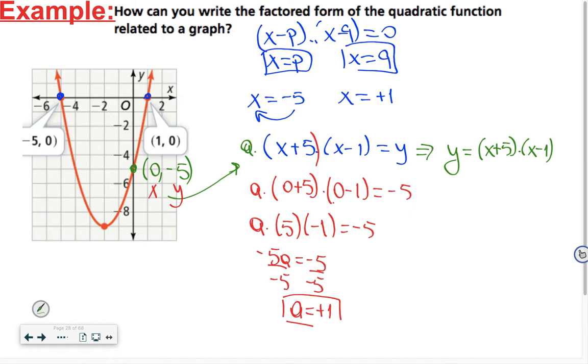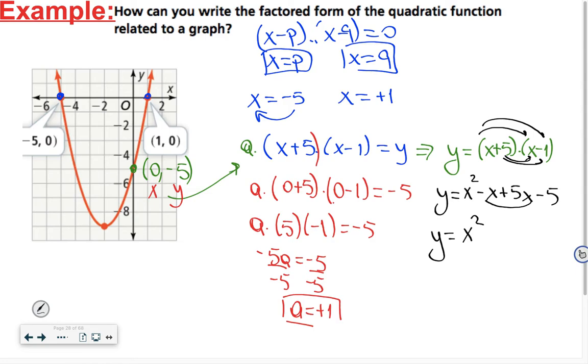This is factored form. When you distribute each variable into the parentheses, you can get the standard form. What does that mean? X times x is x squared. X times negative 1 is negative x. 5 times x is positive 5x. 5 times negative 1 is negative 5. After that, if you combine the like terms, x squared plus 4x minus 5. And this is your standard form, belongs to this graph.